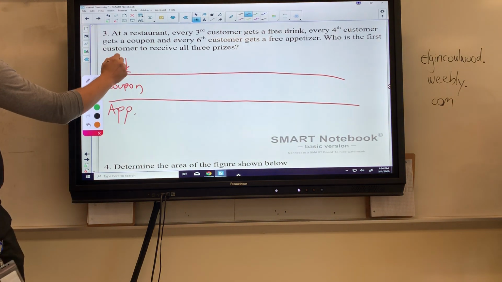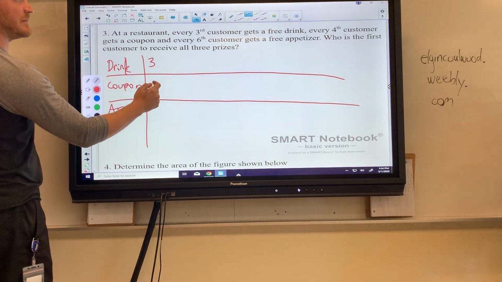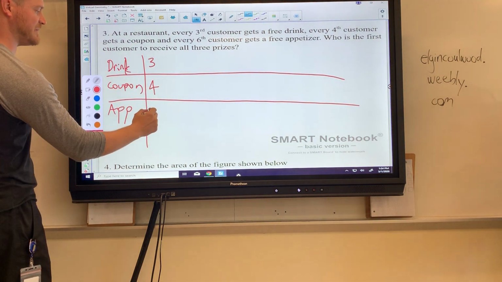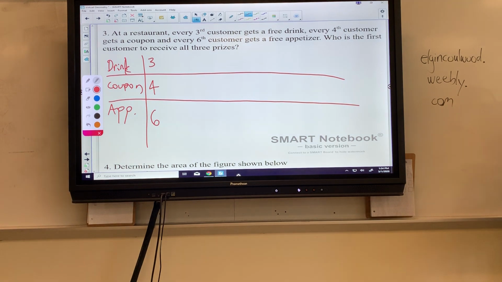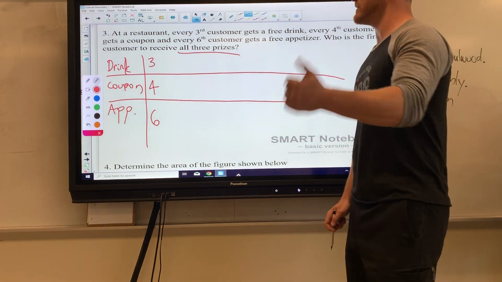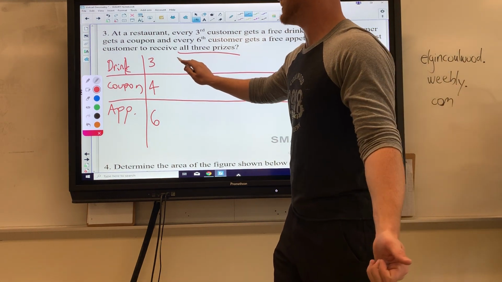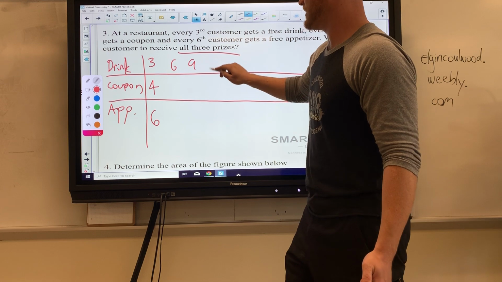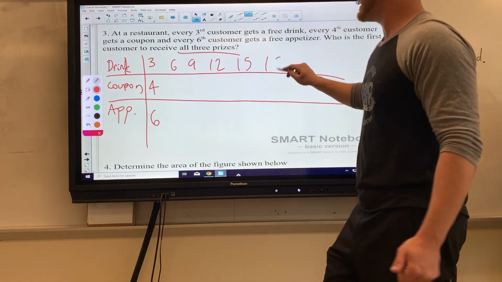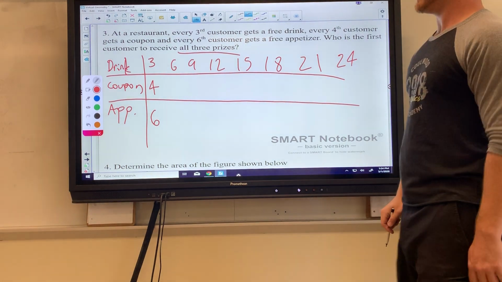So we're counting by 3s for our drinks. We're counting by 4s for the coupons. We're counting by 6s for the appetizers. We're looking for that first customer to get all 3. First one to win a free drink, a free coupon, and a free appetizer. Well, if we're counting by 3s, the 3rd person to drink, the 6th one, the 9th one, the 12th, 15th, 18th, 21st, so on and so forth. All these people are getting a free drink.